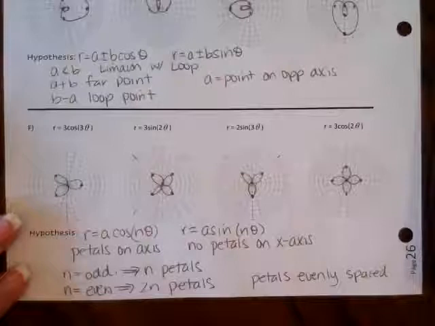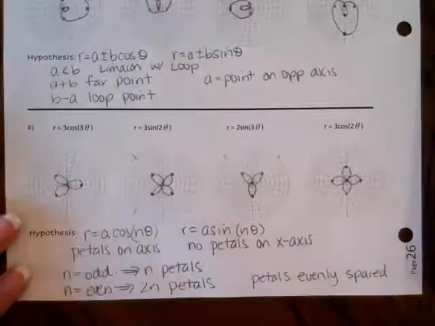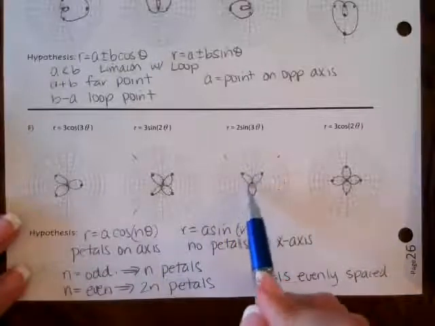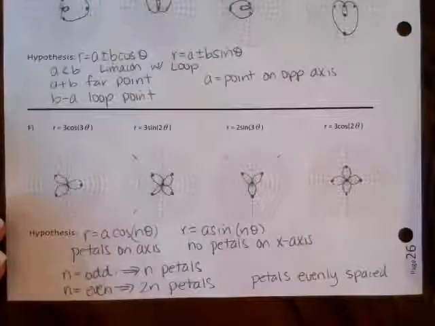For the sine one, they are not on an axis. They are usually evenly spread out that way. Since this one had 3, we do have 1 on the bottom, and then these 2 are spread out. But on the x-axis, there are no petals for the sine curve.